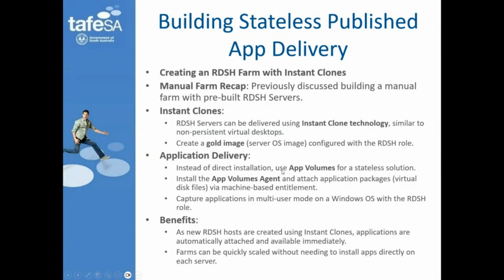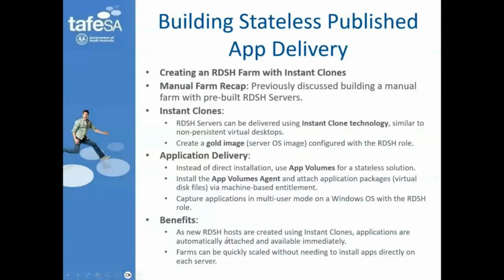Instead of using direct installation for application delivery, we would use the App Volumes that we discussed, where we can attach a virtual hard disk to the servers and then make the apps on that virtual hard disk available as applications that can be run on that server. We need to install the App Volumes agent, which requires, like I said, a few other servers, and attach the application virtual disk files via a virtual machine or machine-based entitlement. We can capture these applications in a multi-user mode on the Windows Server OS with the Remote Desktop Server host role.